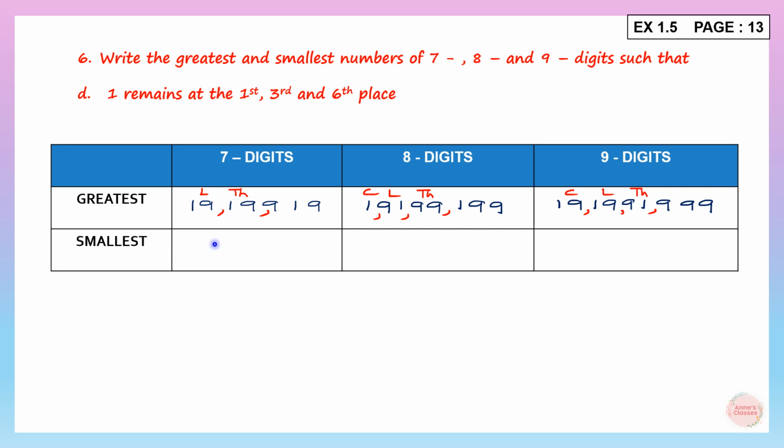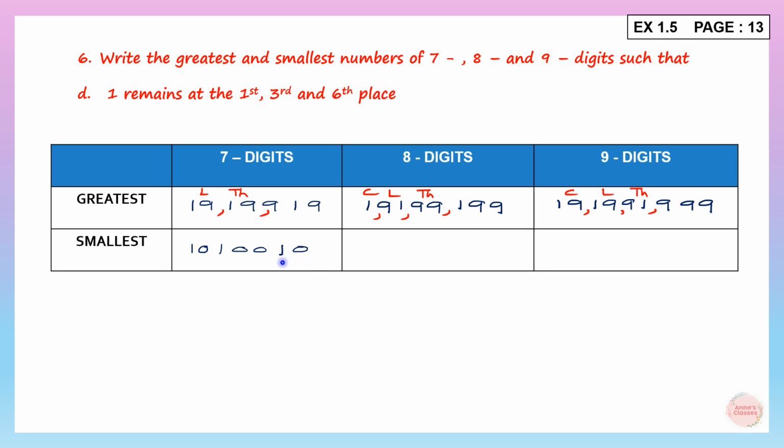Now the smallest 7-digit number is 1 followed by 6 zeros. 1, 1, 2, 3, 4, 5, 6. And in the first, third and sixth place we have to put 1. So this is the first place, second, third, fourth, fifth, sixth place. So let's replace all that with 1. Here we already have 1, only these two we have to replace. So let's remove this 0 and this 0 and put 1 in that place.